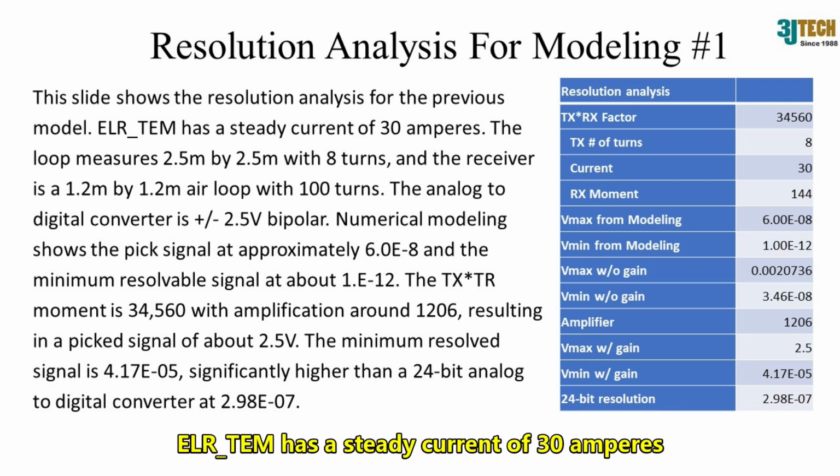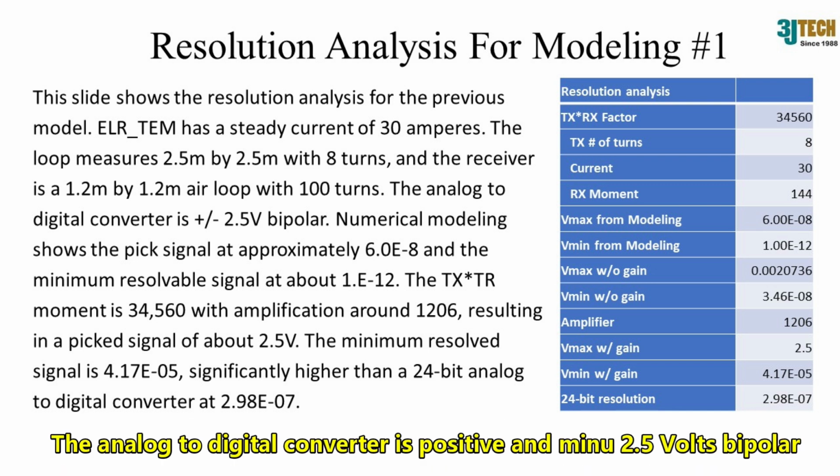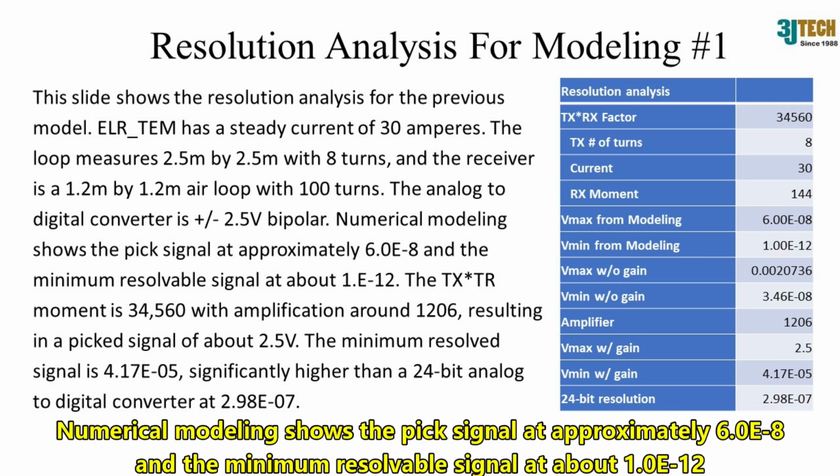ELR TEM has a steady current of 30 amperes. The loop measures 2.5 meters by 2.5 meters with 8 turns, and the receiver is a 1.2 meters by 1.2 meters air loop with 100 turns. The analog to digital converter is plus and minus 2.5 volts bipolar. Numerical modeling shows the peak signal at approximately 6.0 times 10 to the power of -8 and the minimum resolvable signal at about 1.0 times 10 to the power of -12.